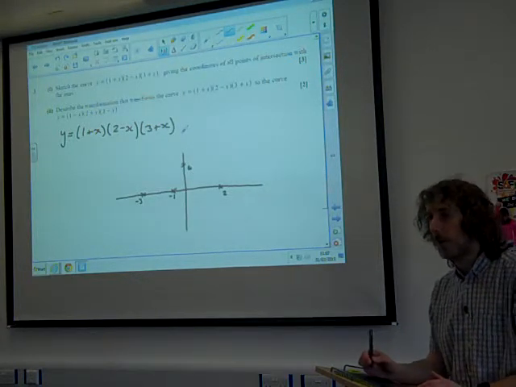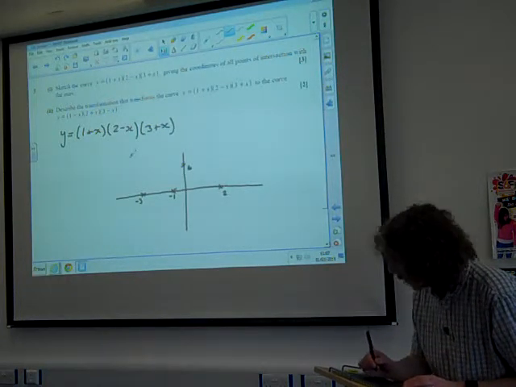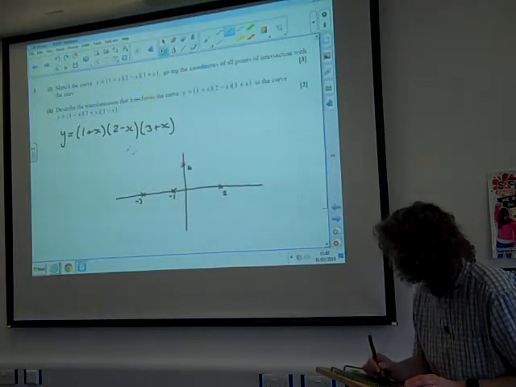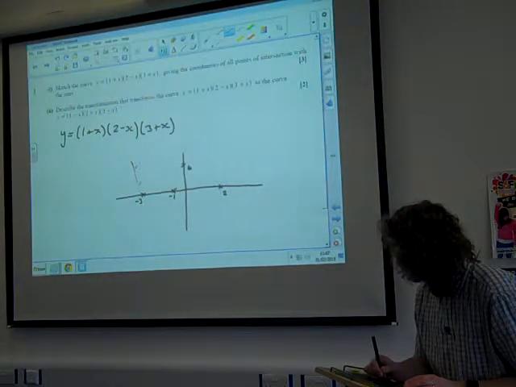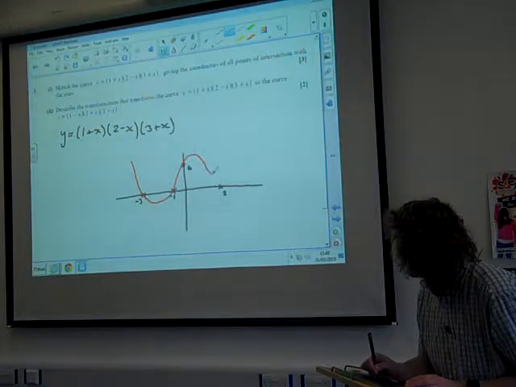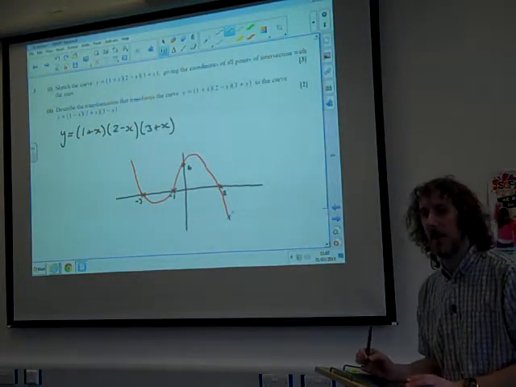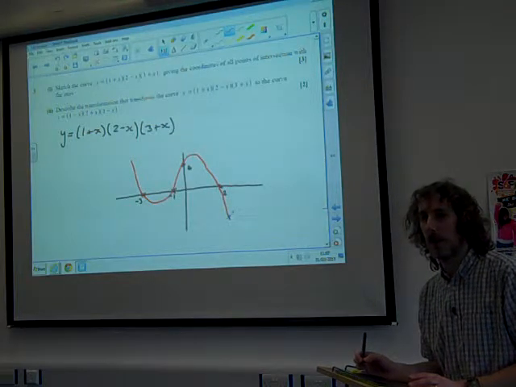Now this is going to be dreadful, because I can't do it on this graphics tablet thing. Here we go. Okay, it's not that bad. So it would look like that.